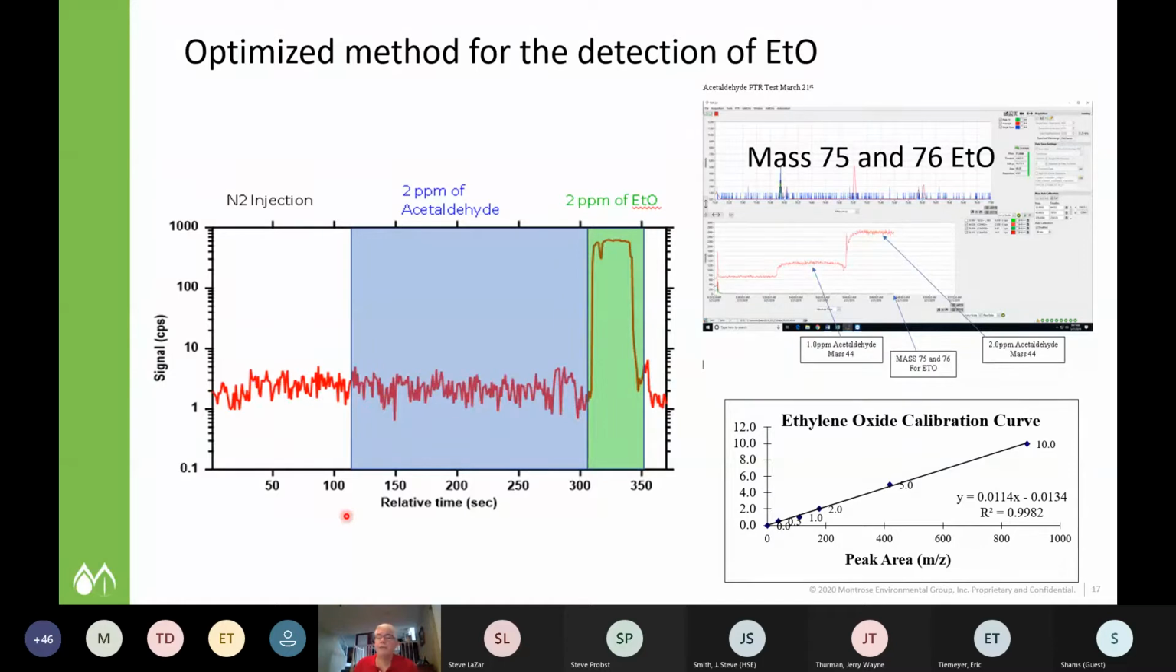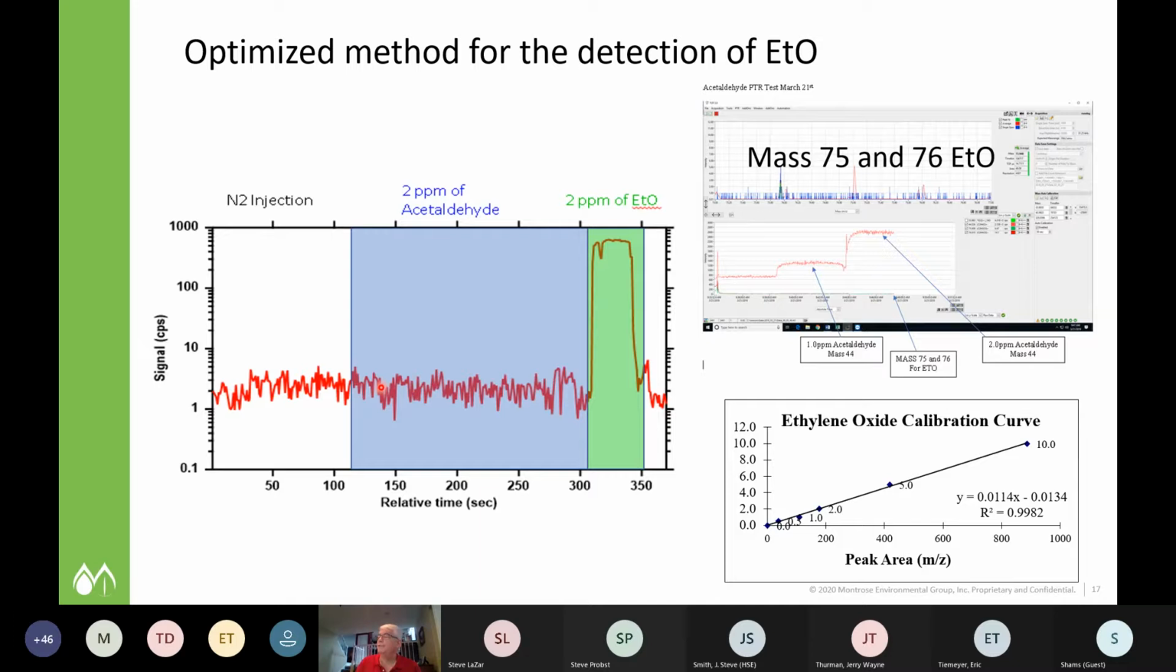So in order to do this, we set up a couple of experiments to confirm what we're looking at. We had separate calibration cylinders of acetaldehyde and ethylene oxide, and we set the PTR operating conditions up for the oxygen mode, and we did the first analysis. So you see here, this is just a nitrogen baseline. This is monitoring mass 75, by the way. You see the baseline here, nothing, nice and stable.